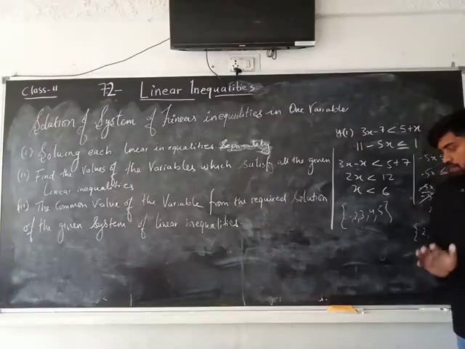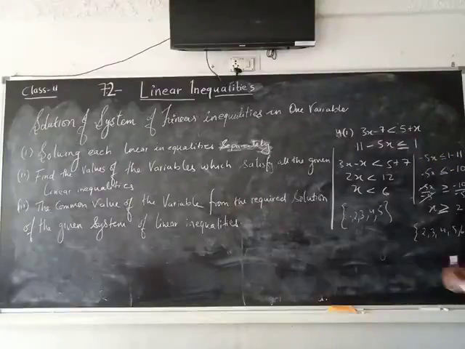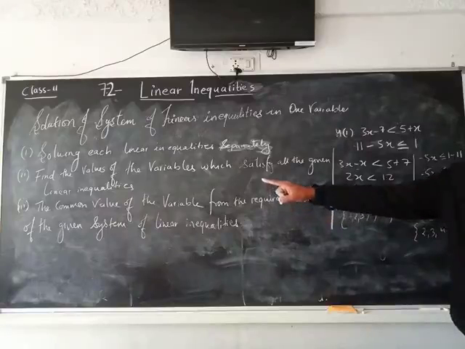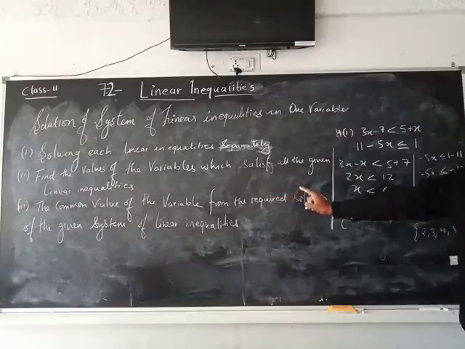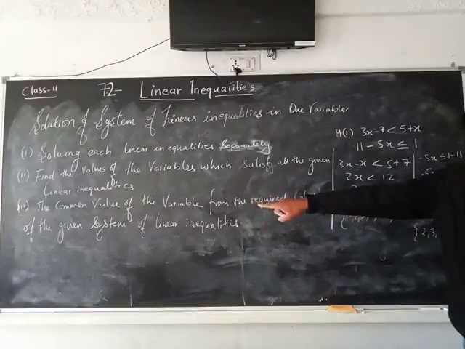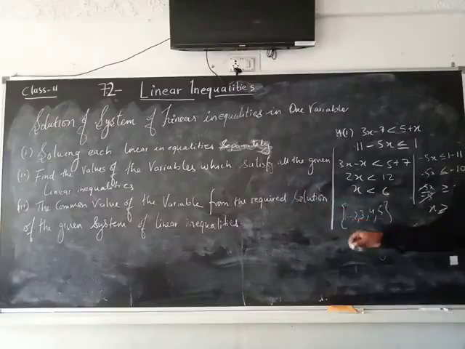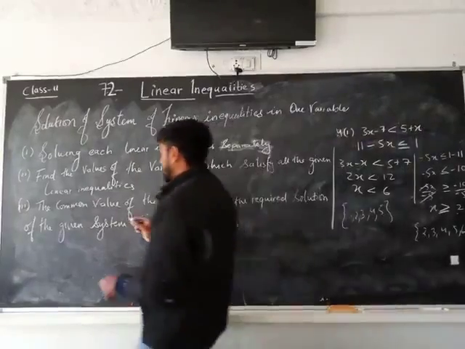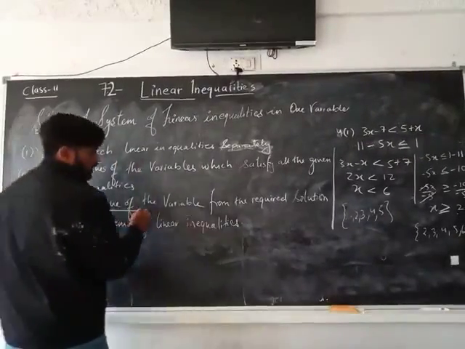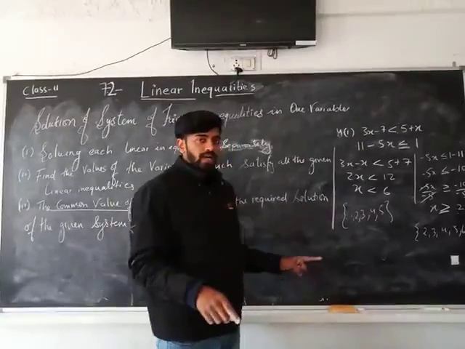Now the last part is, see, read the last line. The common value of the variable from the required solution of the given system of the linear inequalities. So what does it say? The common value. What is the common value? That's going to be my answer.